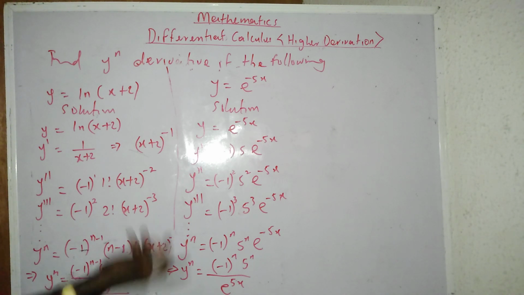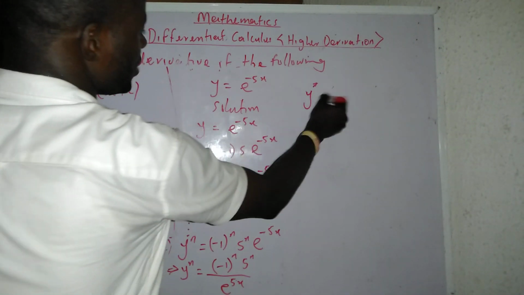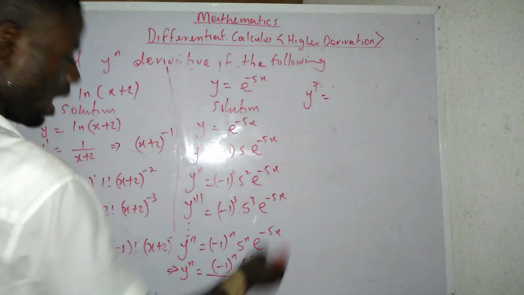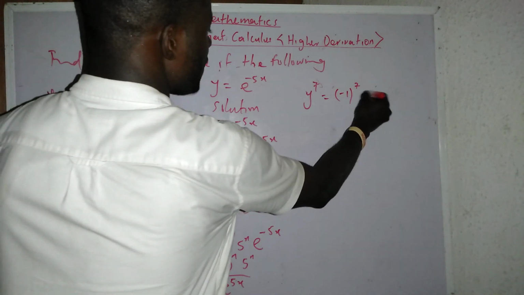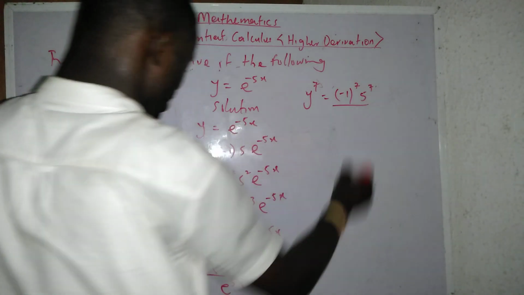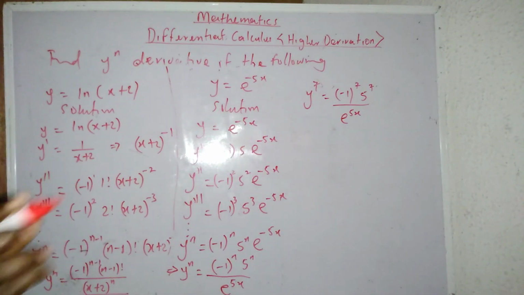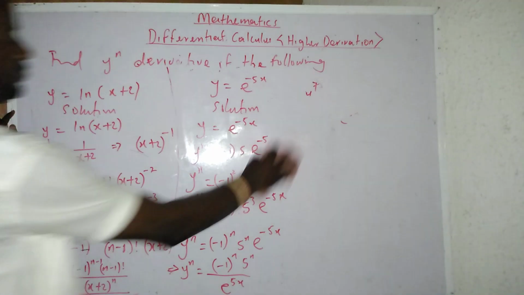Now, with the help of this, I can find the 7th term. If I should find the 7th term, it means I don't need to run anywhere. Wherever I see n, I'll put 7. Minus 1 raised to power 7, 5 raised to power 7 divided by e raised to power 5x. That is my final answer for the 7th term. That is all about that. Now, can I move on to the next one?